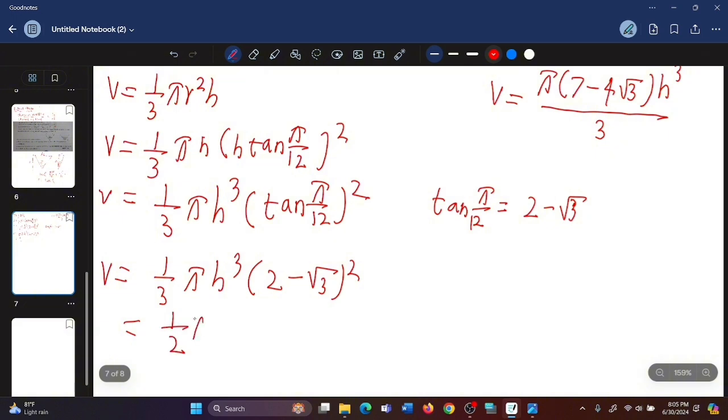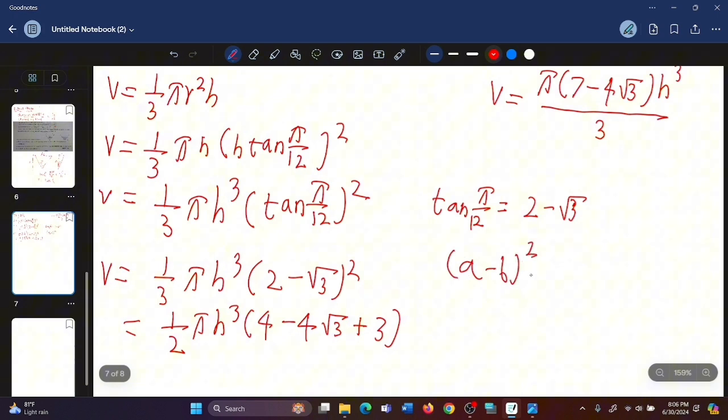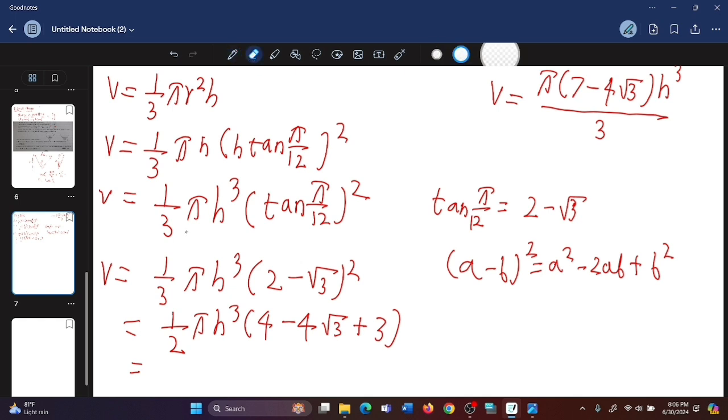First let's expand the brackets. Pi h cubed, if we use the a minus b whole square formula, then it becomes a squared, that is 4, minus 2ab, 2 times 2 times root 3, that is 4 root 3, plus b squared. B squared is root 3 whole squared, which is just 3. So if you don't know the a minus b whole square formula, then let me show you it. If there is something like a minus b whole square, we write a squared minus 2ab plus b squared. That's exactly what I did to convert this into this. Okay, now let's continue. Sorry, I wrote a half here. It's actually 1 by 3.